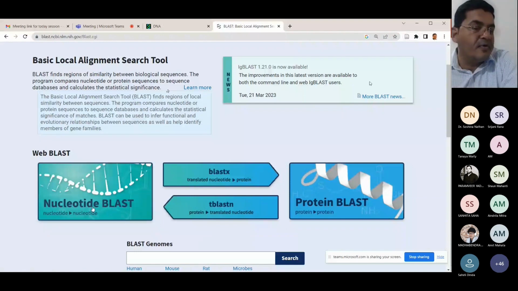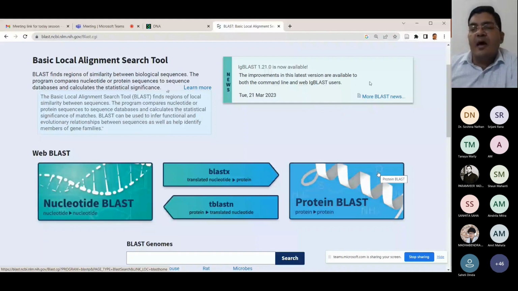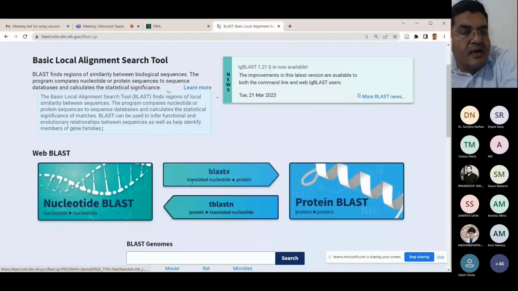For example, here you have nucleotide BLAST, where the input query sequence is a nucleotide, and the database where you're searching for a match is also a nucleotide. Then you have protein BLAST, which is called BLASTP. Here the input sequence is a protein, and the database in which you're looking for a match is also a protein sequence database. In between, you have BLASTX, where you have a query that is a translated nucleotide, and you're looking into a protein database.